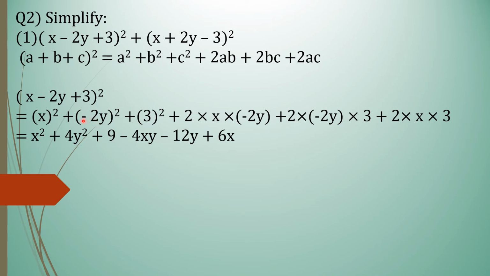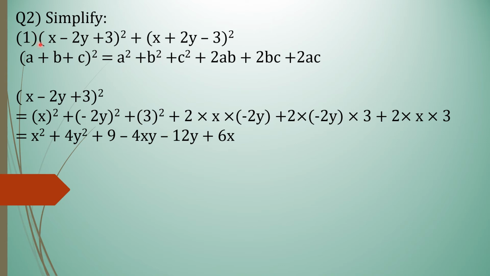Then plus (-2y) the whole square will become 4y square, plus 3 square will become 9. Then 2 into x into -2y: 2 twos are 4, but minus is there, so -4xy. Then plus 2 into -2y into 3: 2 into -2 will become -4, -4 into 3 is -12, then y is there, so it becomes -12y. Then plus 2 into x into 3: 3 twos are 6, so you'll get 6x.